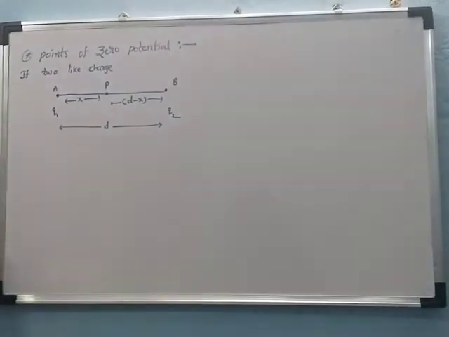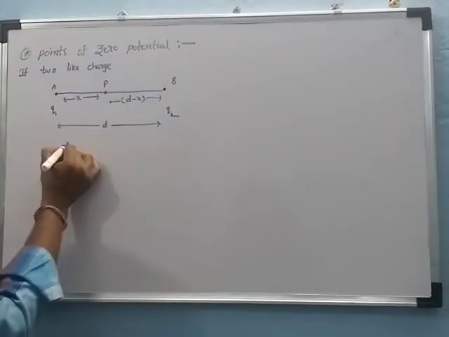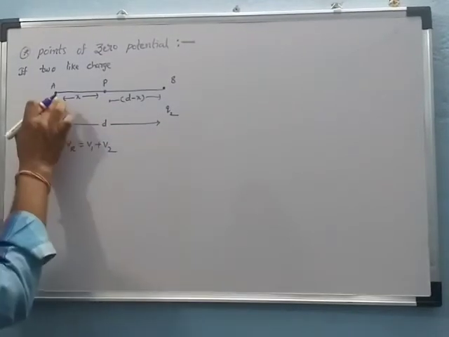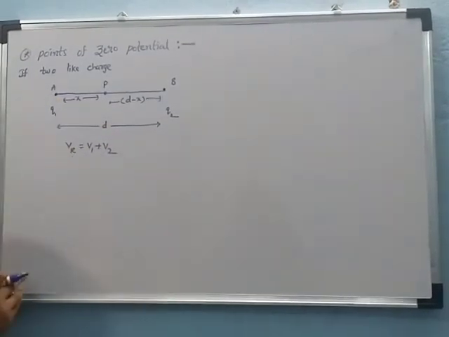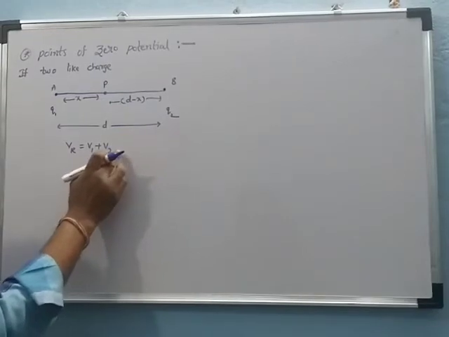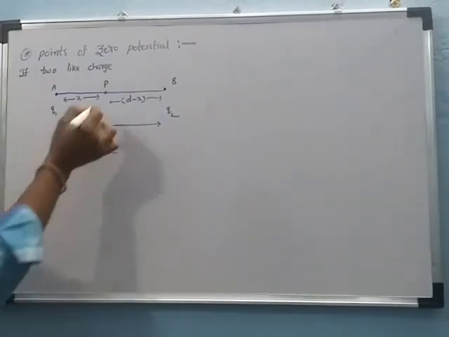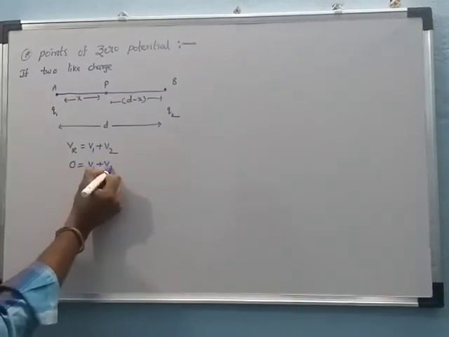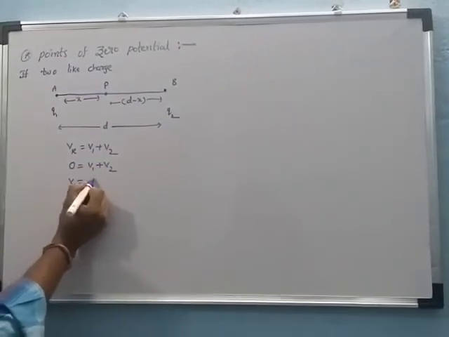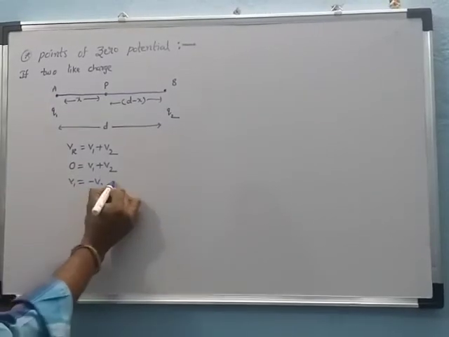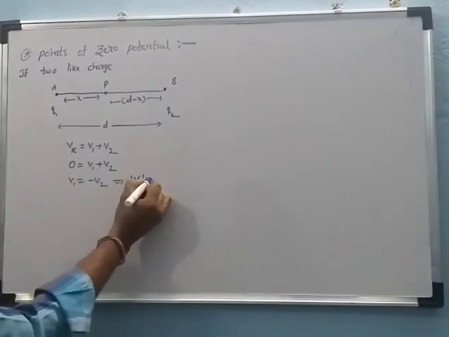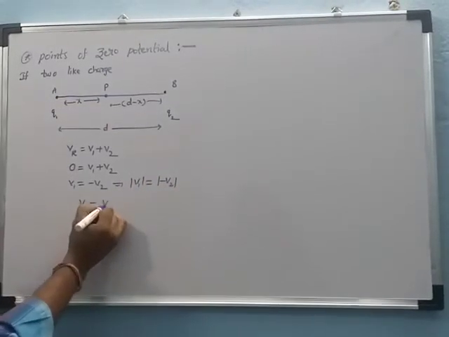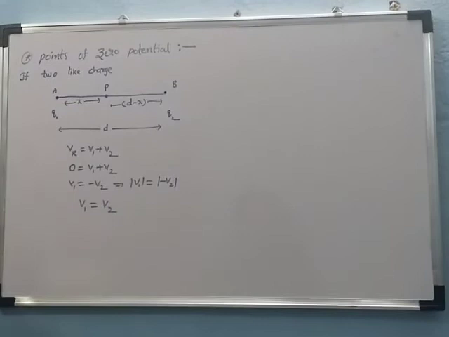Now at point P, the resultant electric potential is equal to V1 plus V2, where V1 is due to the charge Q1 and V2 is due to the other charge Q2. But here the resultant potential is equal to 0, that is V1 plus V2 equals 0. Then V1 is equal to minus V2. Considering the magnitudes of the potentials, at point P, V1 is equal to V2.